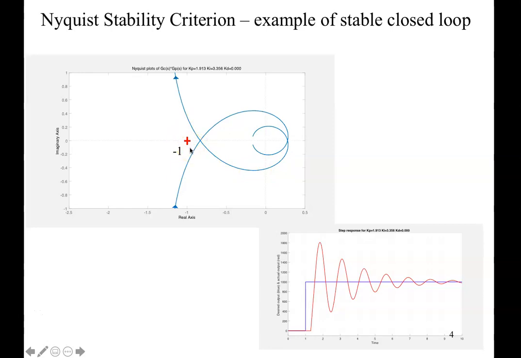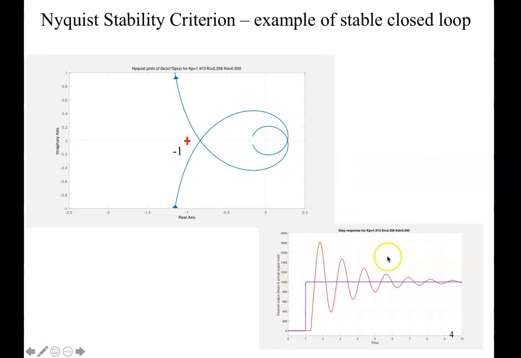Now that says, because my open loop is stable, so I have a zero number of positive poles, then the Nyquist plot should not encircle the minus 1 point for the system to be stable. In this case, it does not. It's actually on the other side of that minus 1 point, so it doesn't cover the minus 1 point. So the closed loop system should be stable as well. Now I can confirm that.